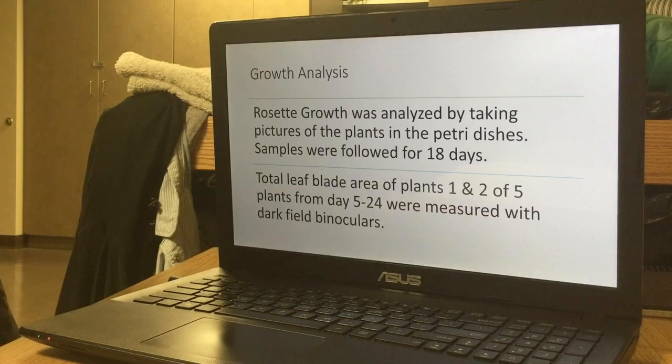For growth analysis, the rosette growth was analyzed by taking pictures of the petri dishes, and these samples were followed for a total of 18 days. And then the total leaf blade area of plants 1 and 2 of 5 plants from day 25 to 24 were measured with dark field binoculars.